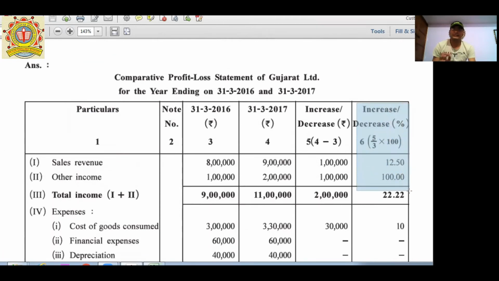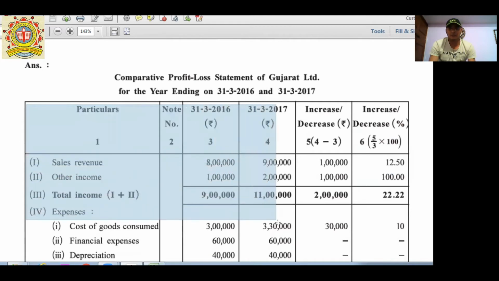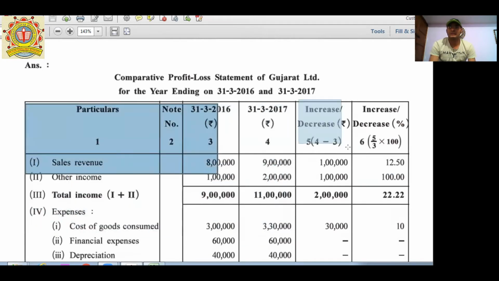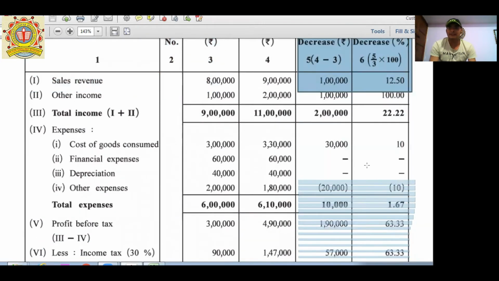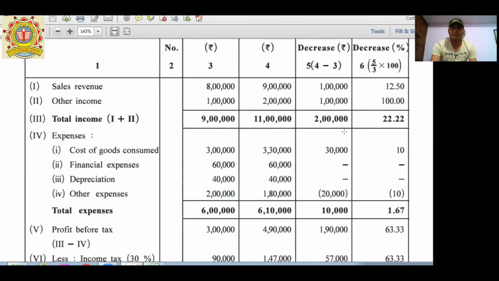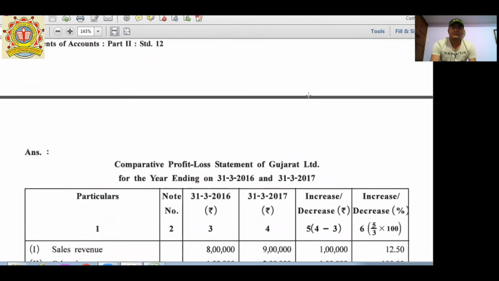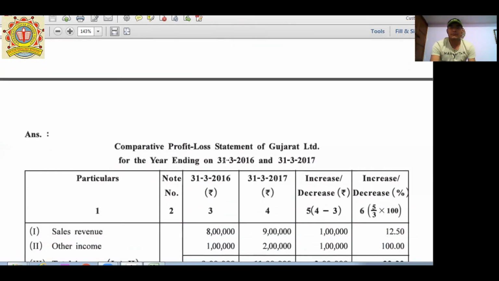So here is the format for comparative profit and loss account. Got it? So the first to fourth columns are given in the question, and the fifth and sixth columns we have to prepare. Overall this sum is very easy, but this is for the P&L account. Next sum, I'm going to start for balance sheet.